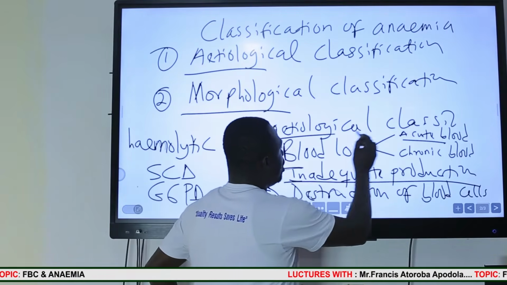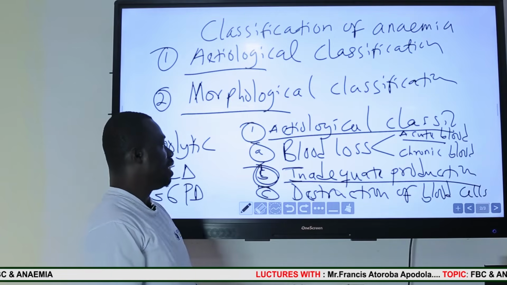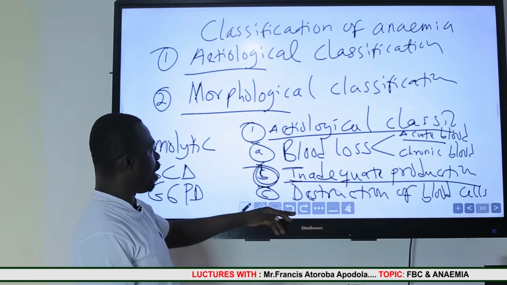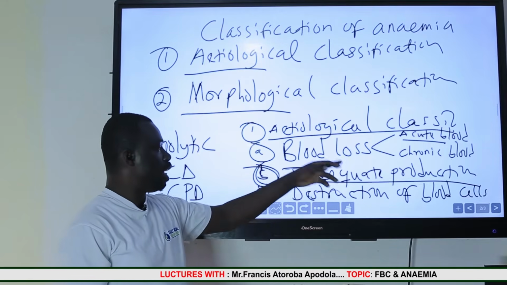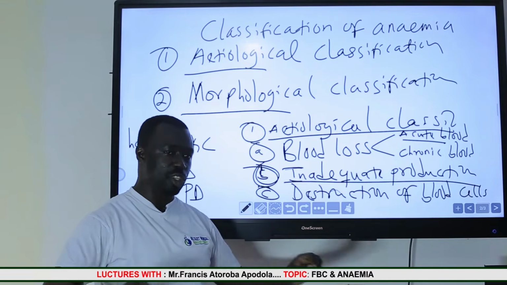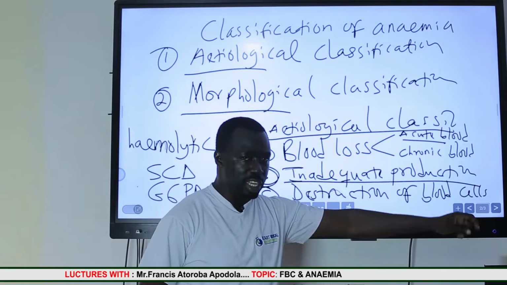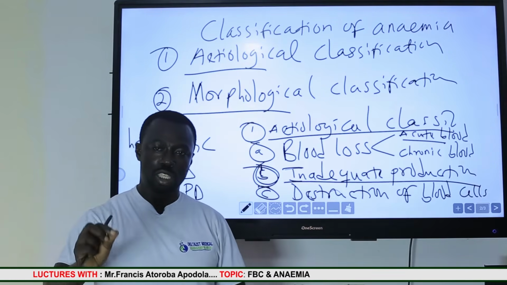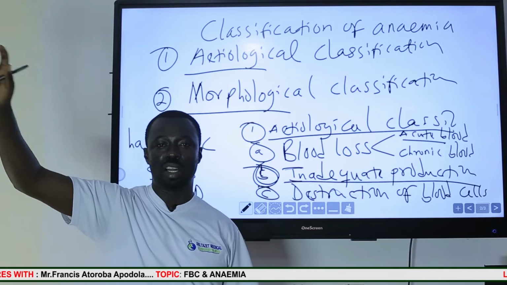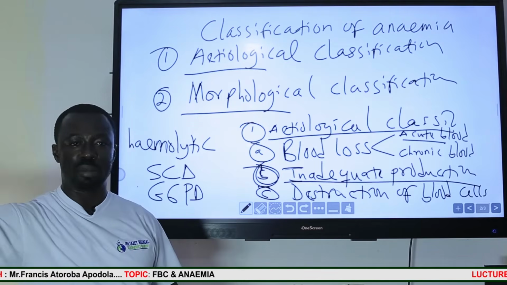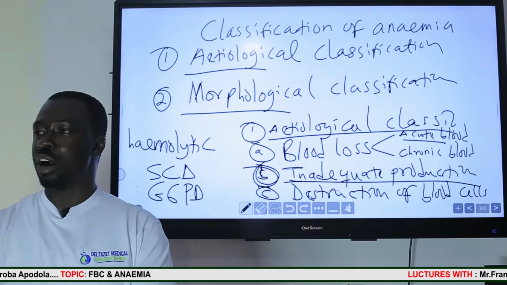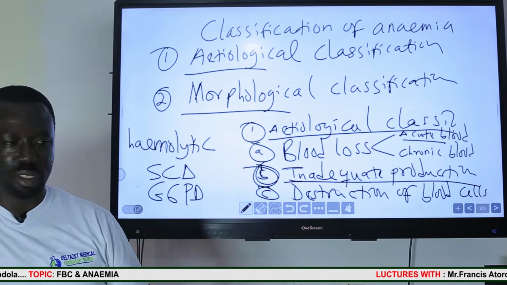So basically, under the etiological classification, anemia can be classified in terms of blood loss, and the blood loss can be acute, that is losing large volumes of blood within a short period of time, or it can be chronic. You don't lose a large volume, but you lose it in smaller volumes for an extended period of time, usually in months. Acute blood loss usually lasts in hours up to days, whilst chronic blood loss lasts up to months.